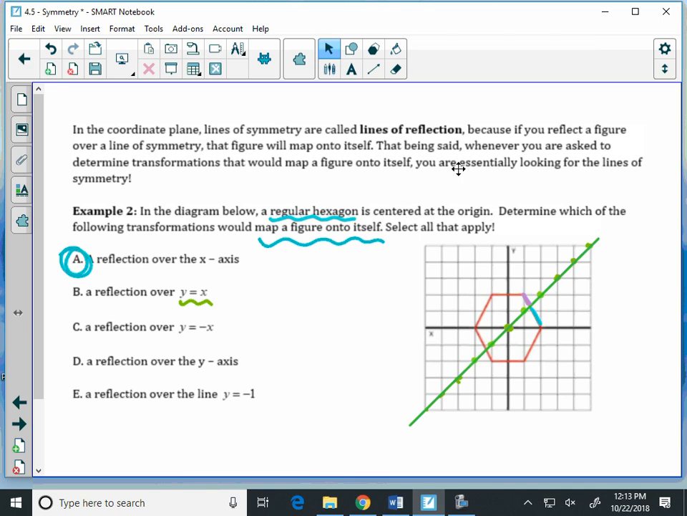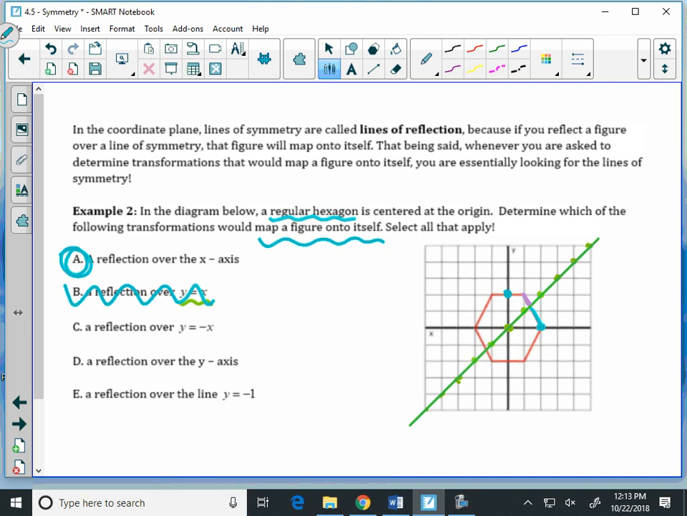Okay? I'm going to start with this corner piece. I'm going to reflect it over that line. 1, 2, 1, 2. Did this corner map up with another corner? No, it landed in the middle of the side, right? A corner has to land on another corner. It didn't, so not a line of reflection. Not going to be an answer. It's not going to map up onto itself.